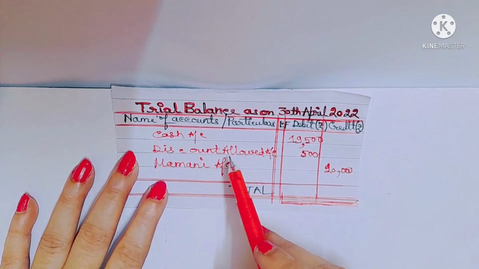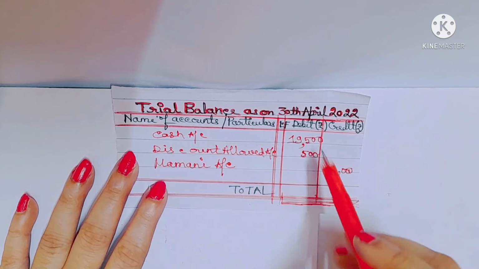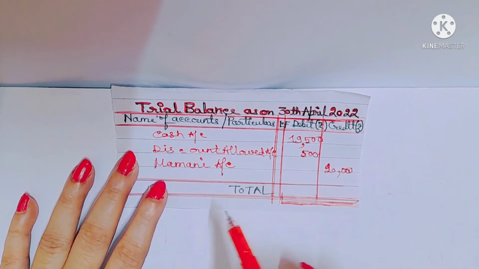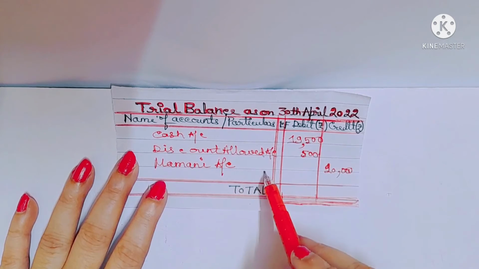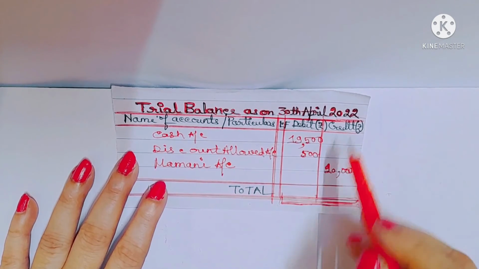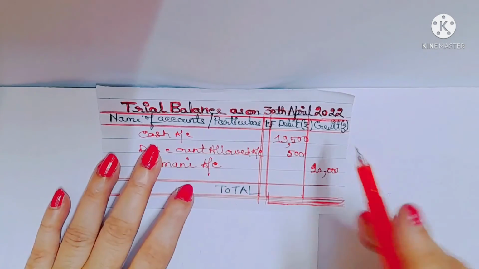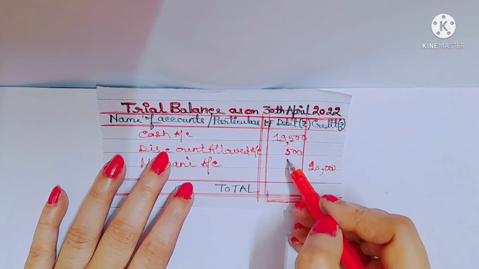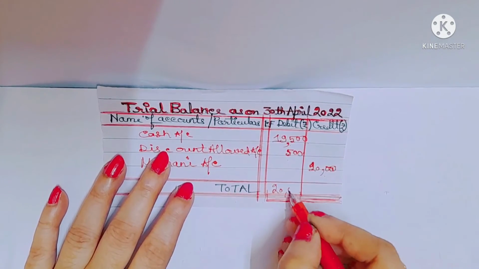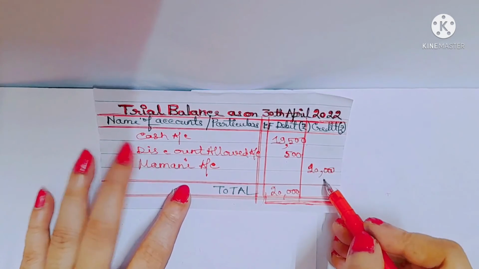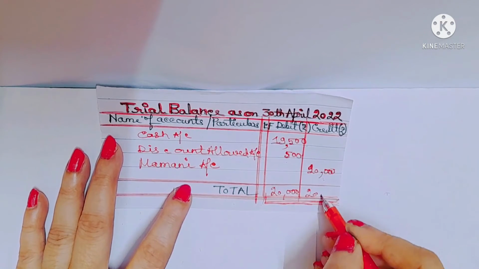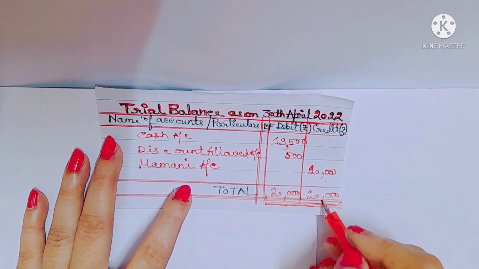Since discount allowed account is a debit balance, the amount is appearing in the debit column. Since Mamuni account is a credit balance, the amount is appearing in the credit column. Now let's do the total. 19,500 plus 500 will give you 20,000. And here is only one account, so 20,000. See, debit column is equal to credit column.